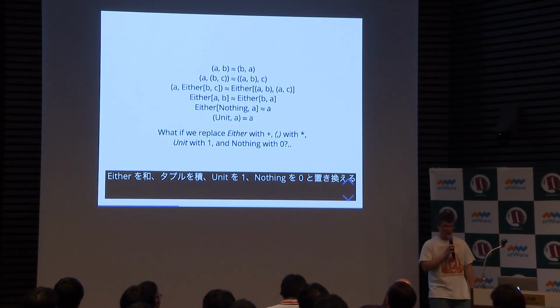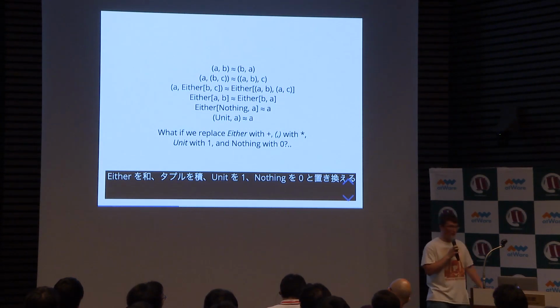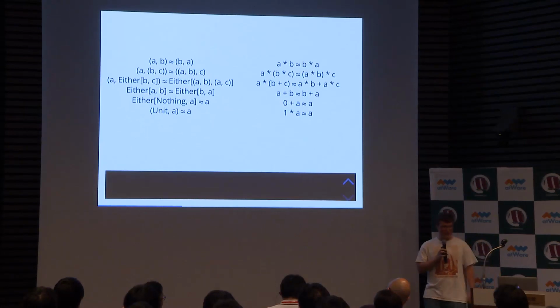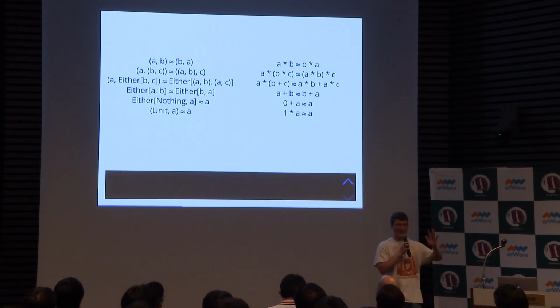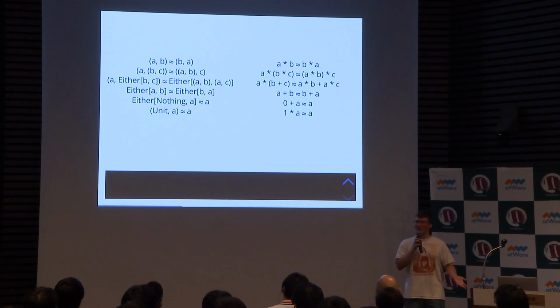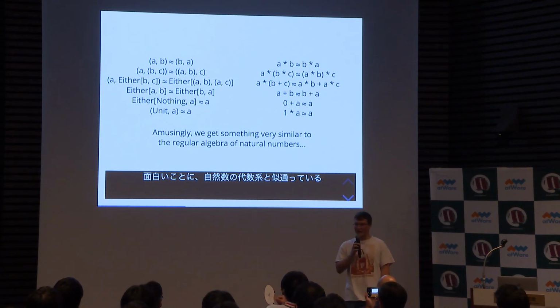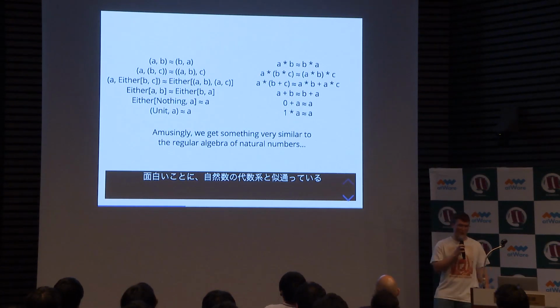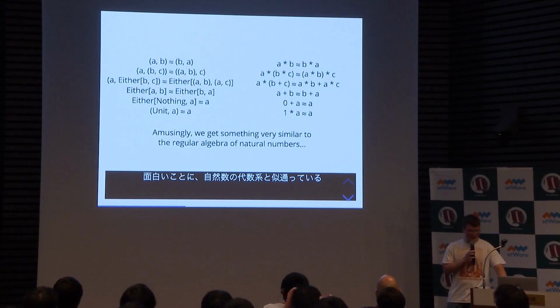Now, what if we replaced either with a plus, tuples with a multiplication, nothing with 0, and unit with 1? Does it look familiar to you? Please show a hand if you think that this is very familiar. Right? What does it look like? Arithmetic. Yes, just regular arithmetic, right? Like if you take natural numbers, you're going to get exactly the same laws. It's very interesting how it just works out. There is a mapping between two completely different algebras, I guess, between types and natural numbers.